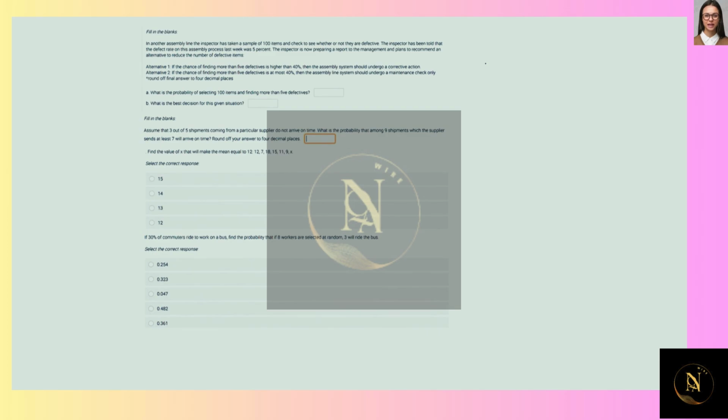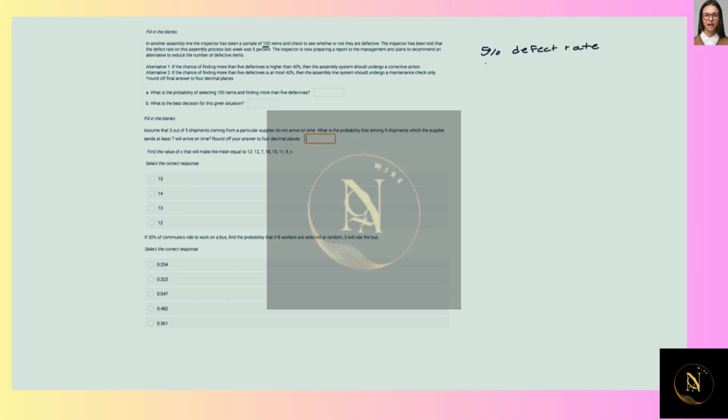It says, in another assembly line, the inspector has taken a sample of 100 items and checked to see whether or not they are defective. The inspector has been told that the defective rate on the assembly process last week was 5%. So 5% was the defective rate.